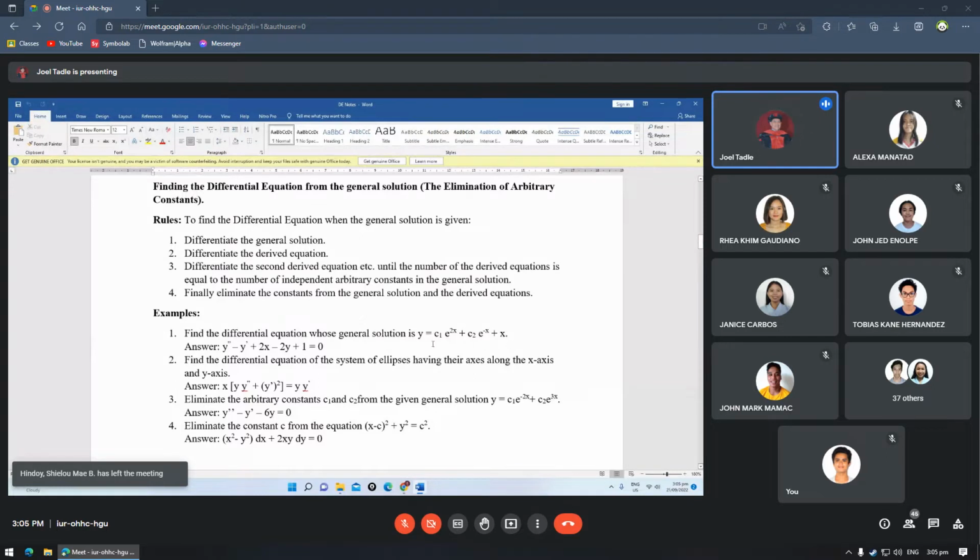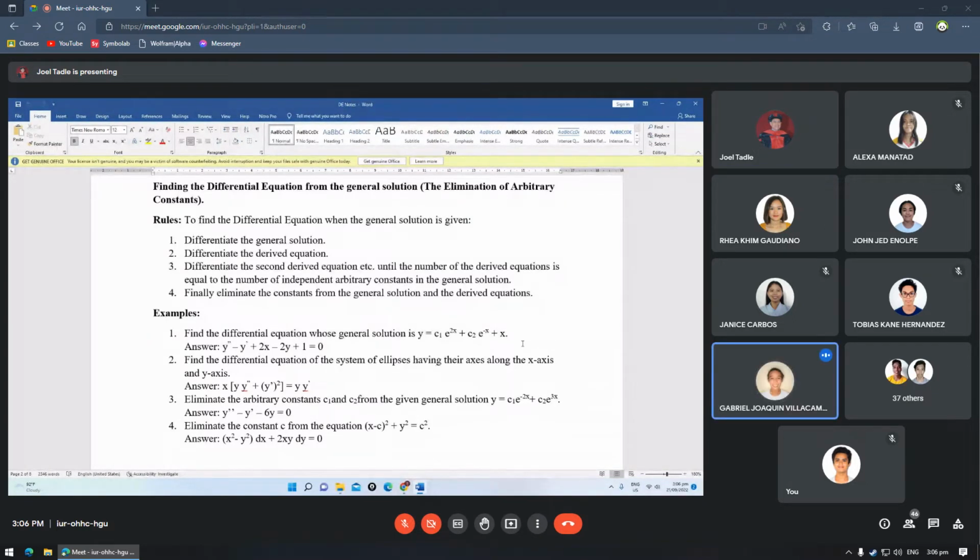So, how many arbitrary constants do we have here in the given? How many, guys, do you see arbitrary constants? Two, sir. Two, right? Which ones? Can you specify the constants? C1 and C2, sir. C1 and C2, or we'll say C sub 1 and C sub 2.